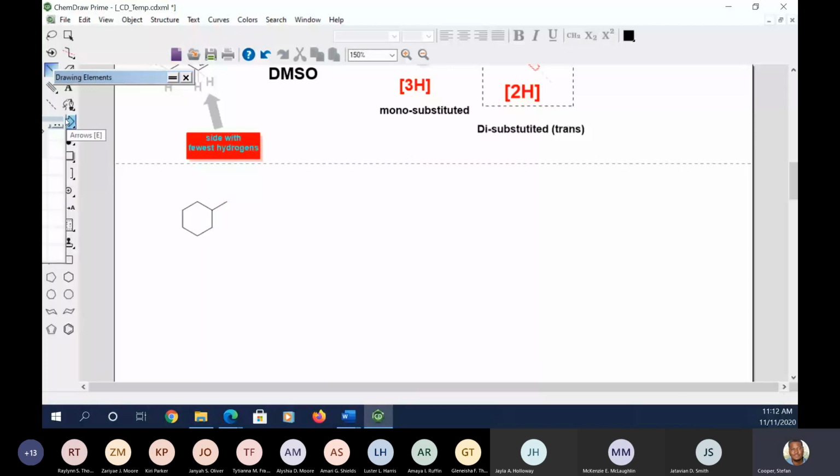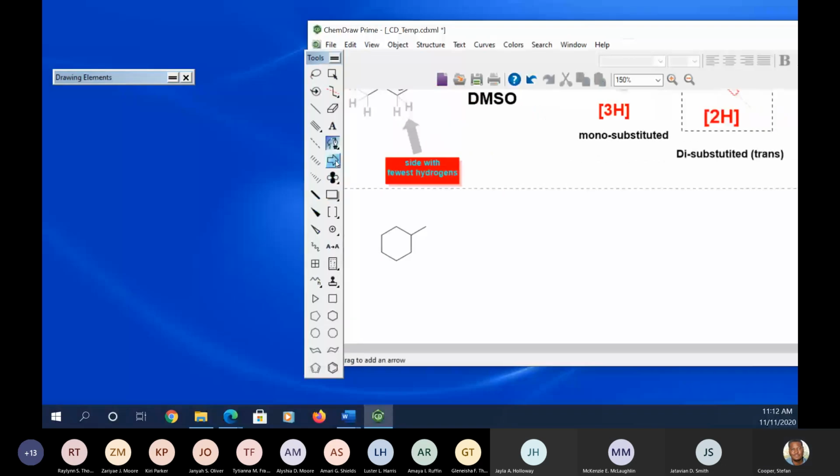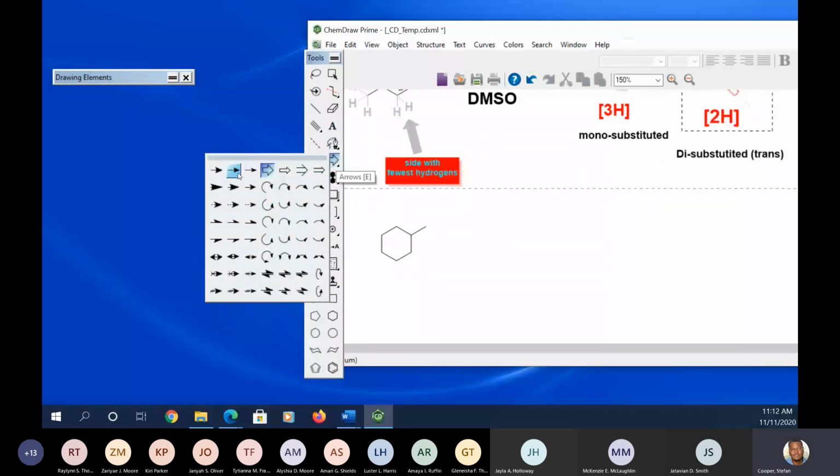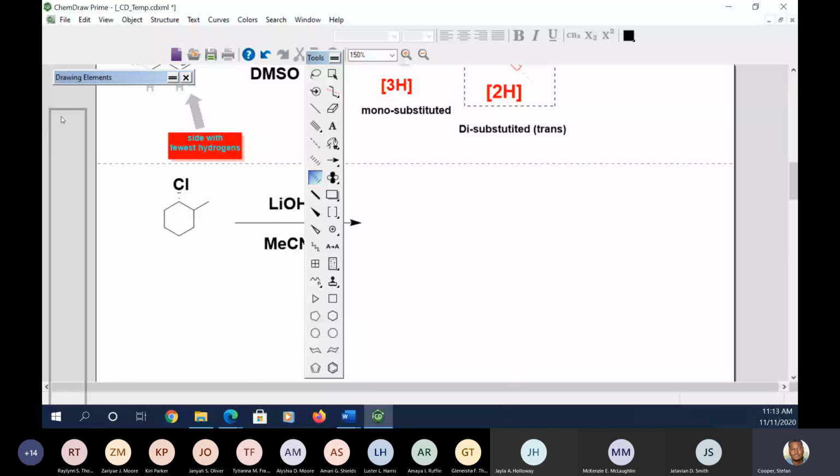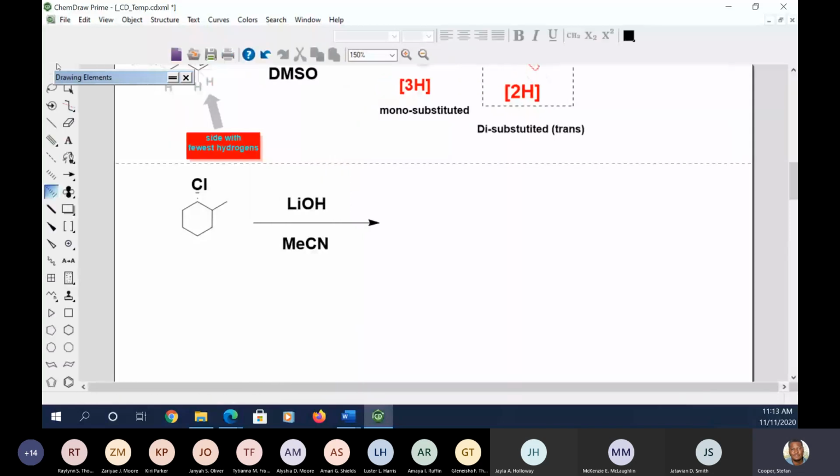Okay, so let's minimize this so I can kind of see the arrows here. All right, and let's react to this compound. I'm gonna have lithium hydroxide again. I'm gonna do this in acetonitrile. Okay, so let's take a look at this compound.